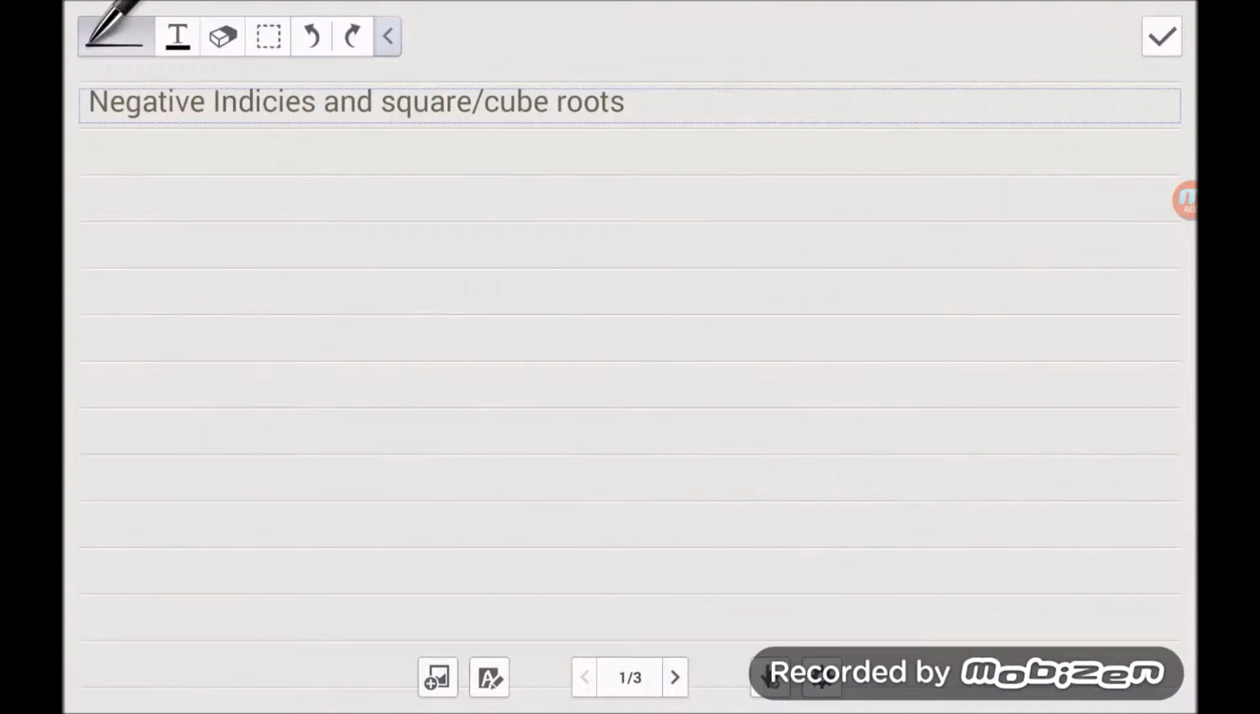Today I'll be telling you how to make negative indices and positive indices and how to simplify square and cube roots to make it easier to fit in an equation. First, to make a negative indice into a positive indice, it's kind of simple. Let's say x to the power of negative 1. This equals 1 over x to the power of 1.